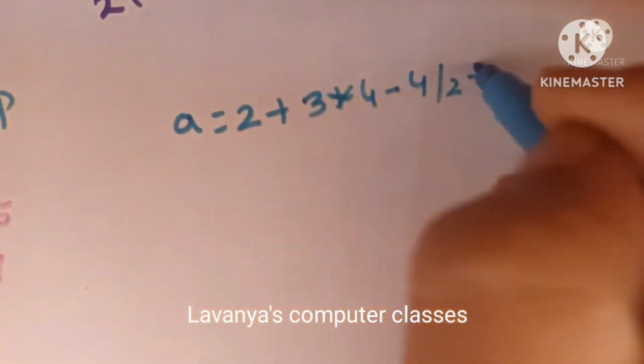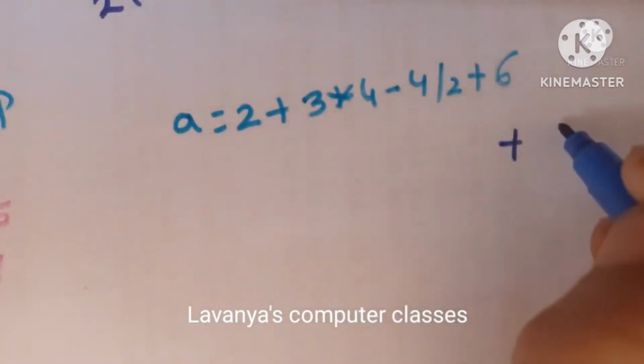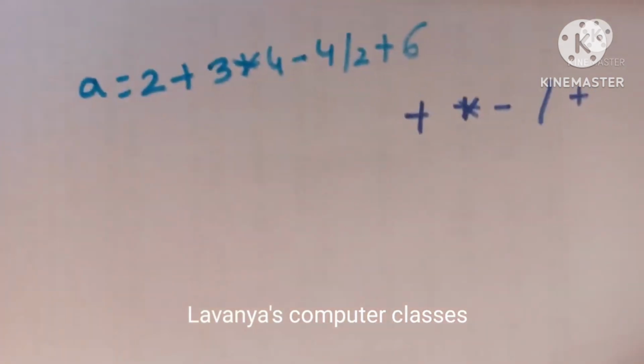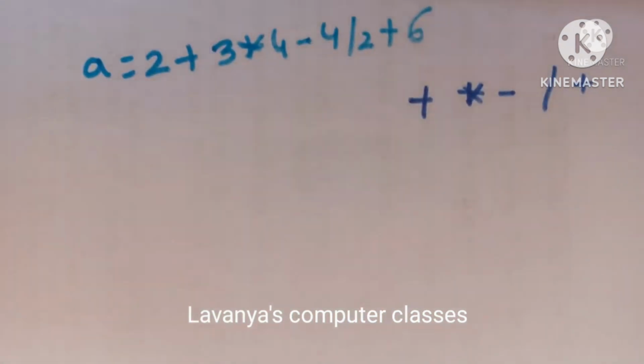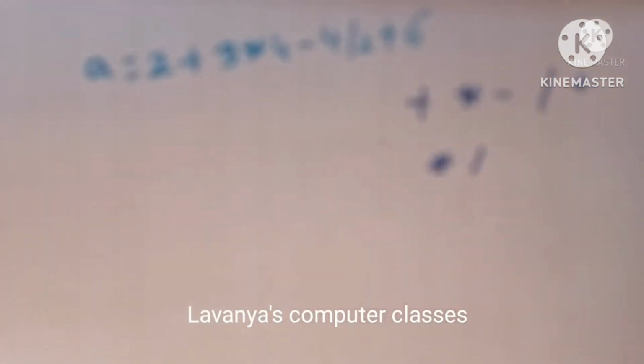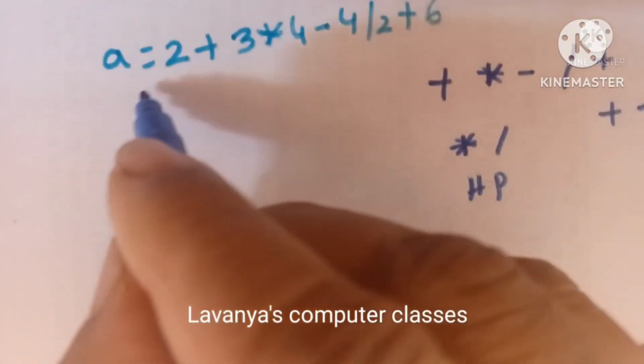A equal to 2 plus 3 into 4 minus 4 by 2 plus 6. This is a complex expression because it contains a larger number of operators. First find out what operators are there in this expression: plus, into, minus, division, plus again. All are arithmetic operators. Some are high priority operators, some are low priority. Into and slash are high priority operators. Plus and minus are low priority operators.